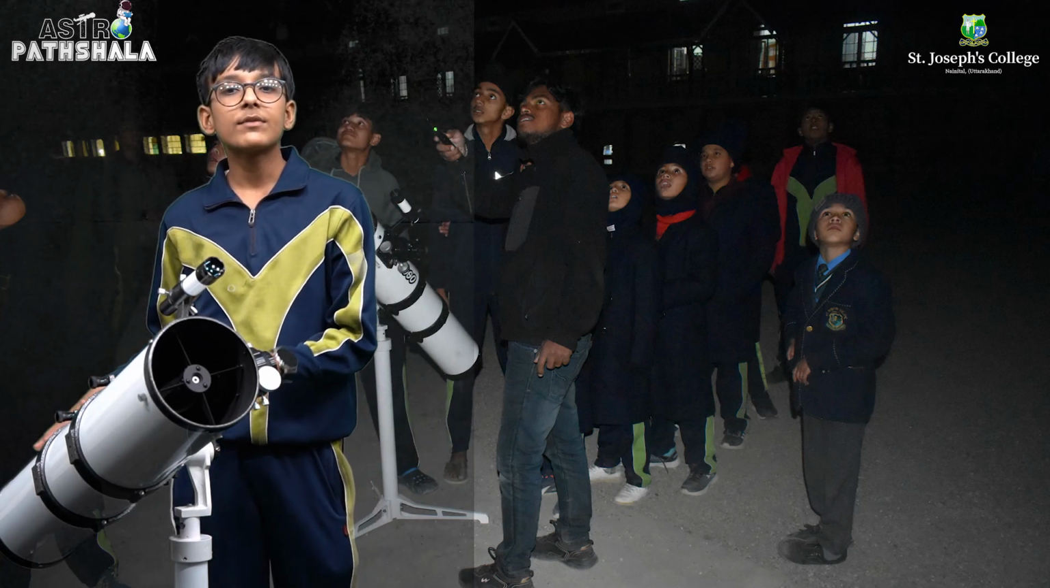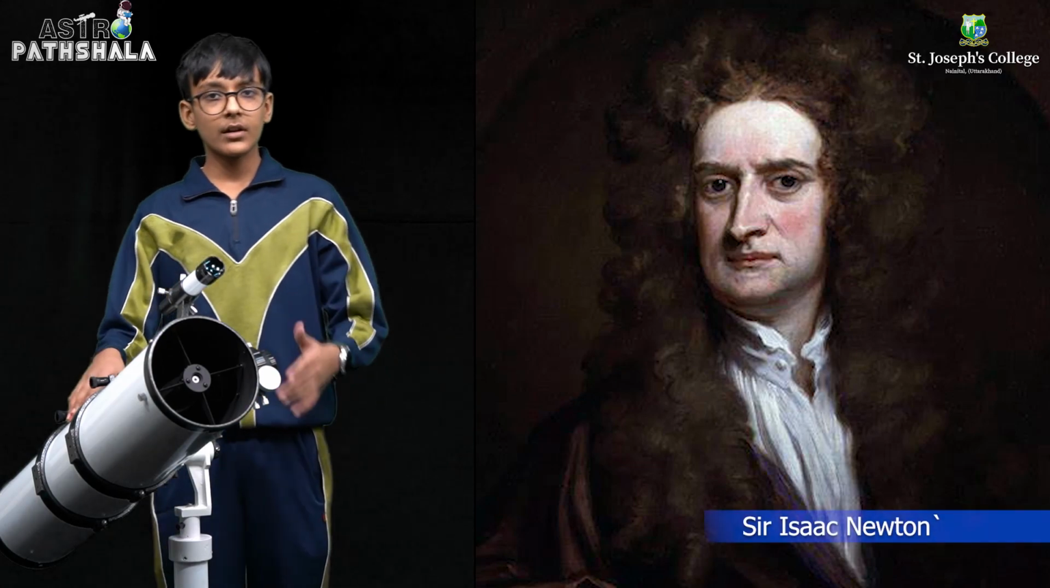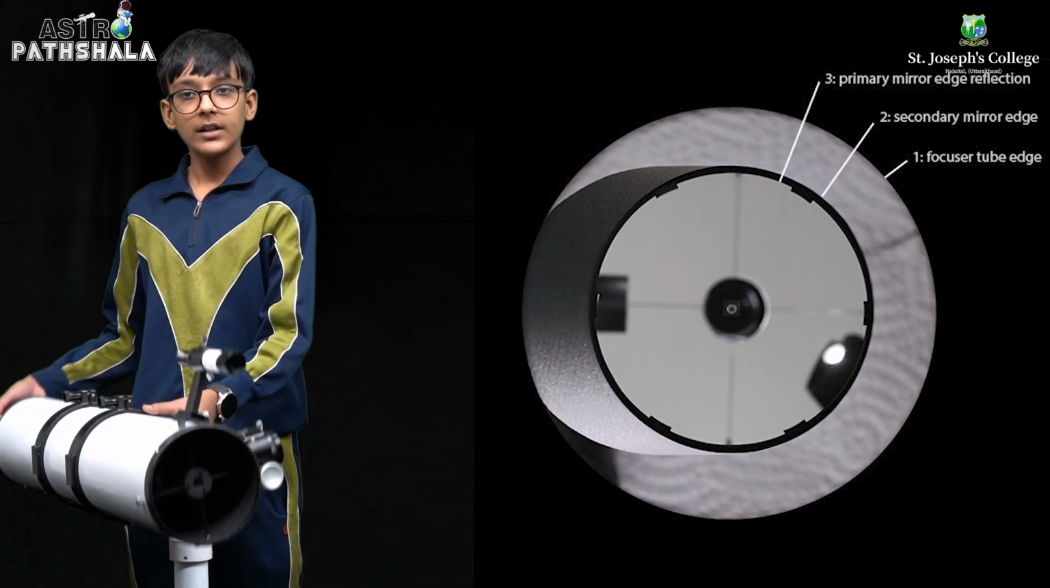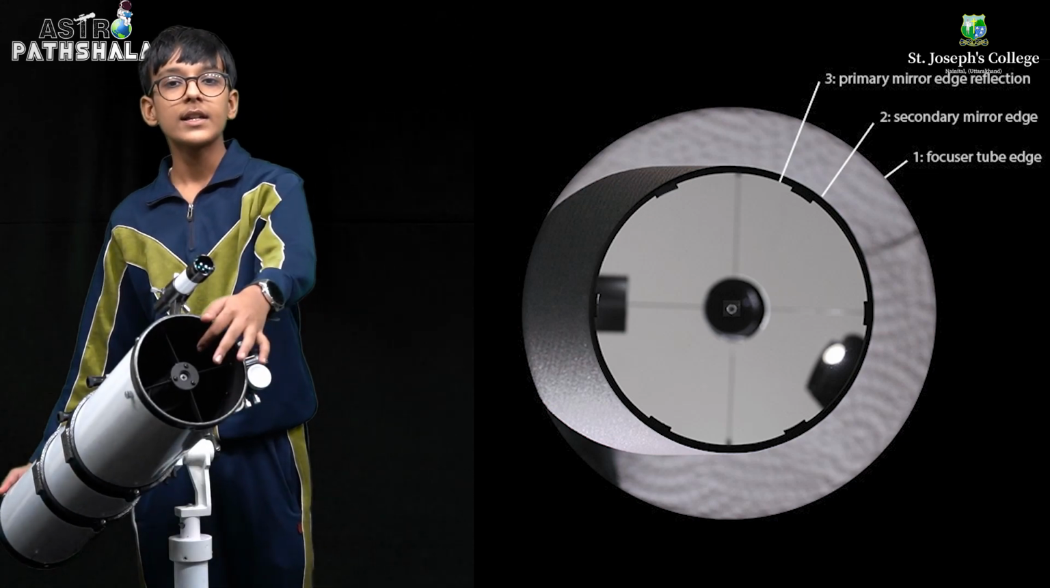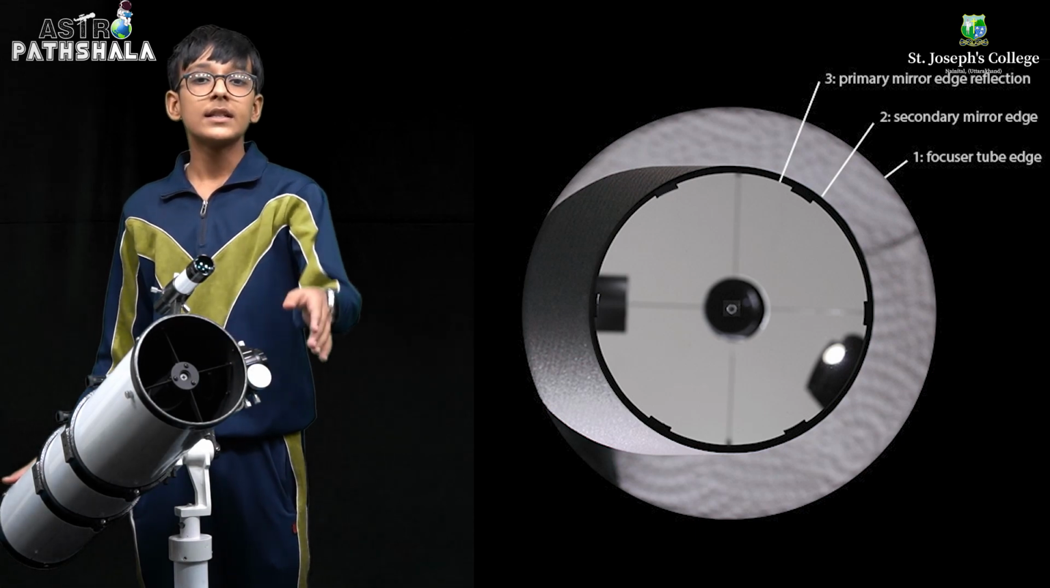This telescope is known as the 150 mm Newtonian telescope. This was invented by Isaac Newton. It has two mirrors, namely this one is the primary mirror and this one is the secondary mirror. The primary mirror is a parabolic mirror and the secondary mirror is a plane mirror.